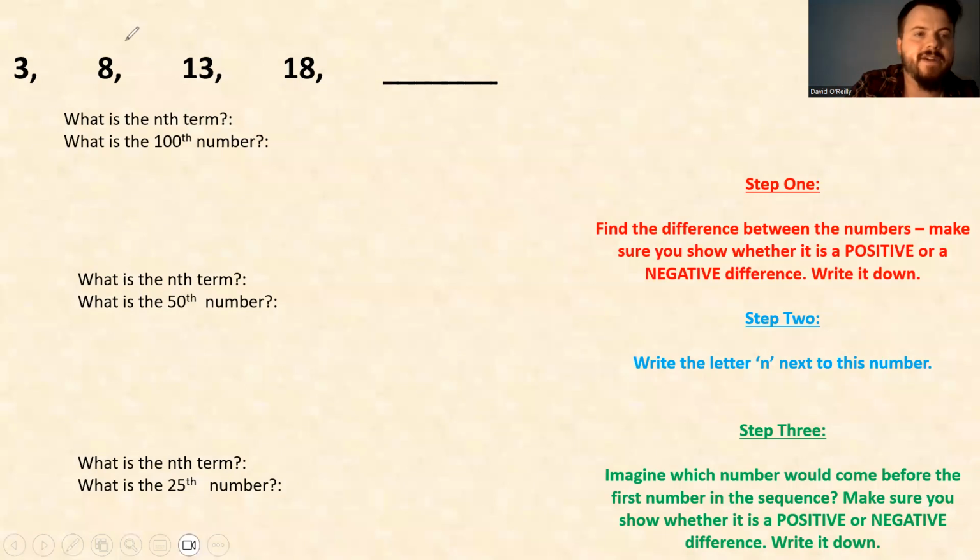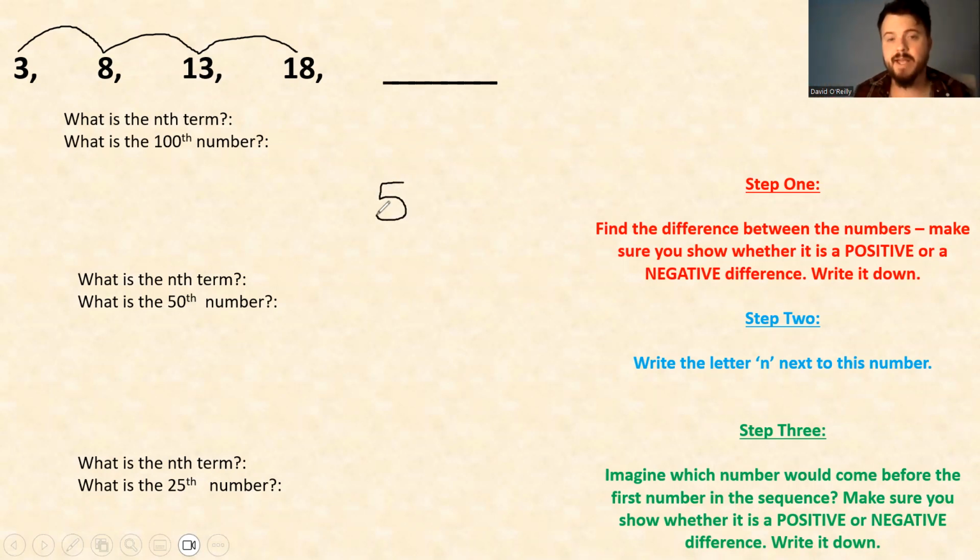So step 1, let's find the difference. We add 5, we add 5, we add 5. The difference is a positive 5. Now, if it's a positive 5, I'm going to write the number 5. If the sequence was going down by 5, I would write -5, but it's a positive 5, so I just write 5. So we've done the first step: I found the difference and I wrote it down. Step 2, a very easy step. We write the letter n next to that number.